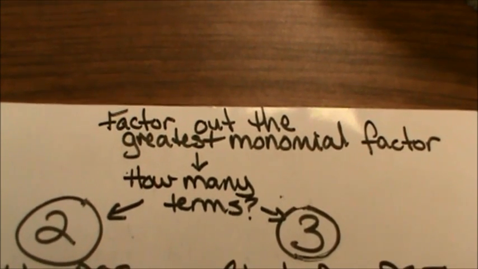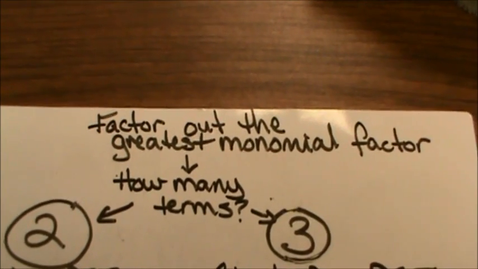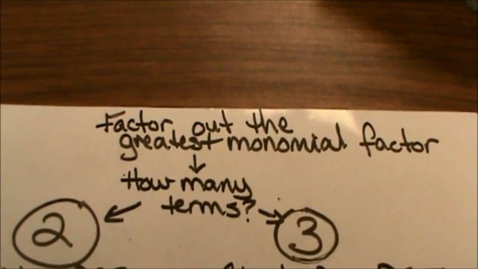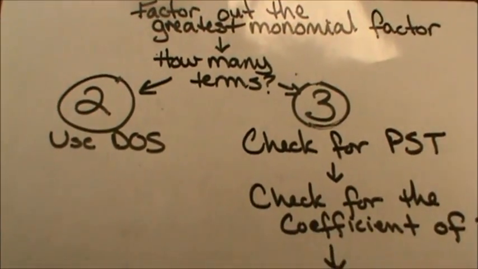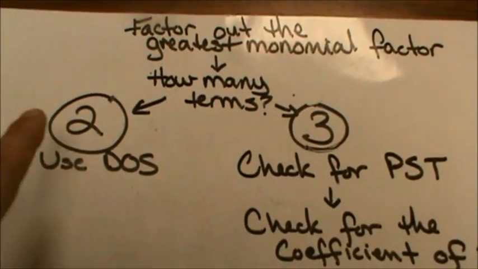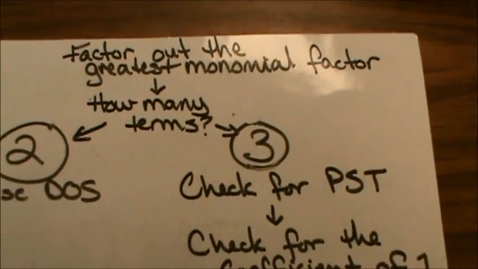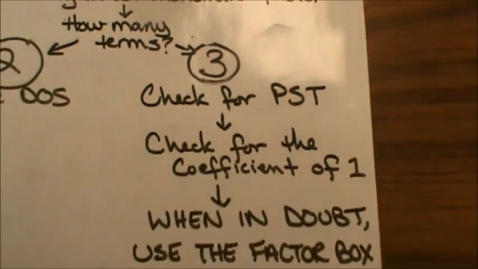Anytime you factor, the first thing you need to do is factor out the greatest monomial factor. Then, consider how many terms you have. If there are 2 terms, you're going to use the difference of squares rule. If there are 3 terms, there are 3 possibilities.